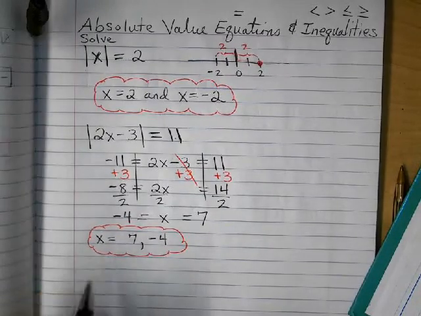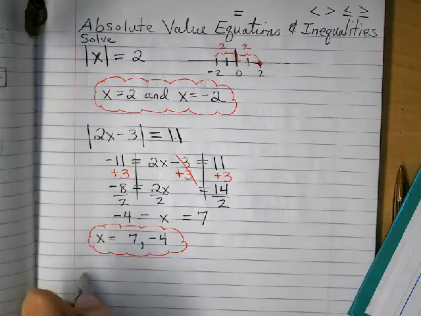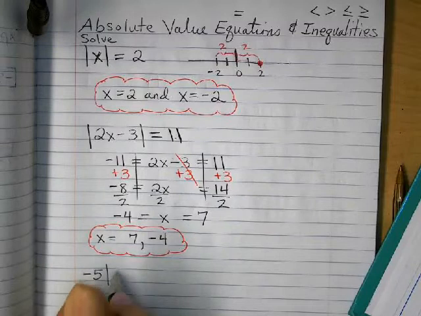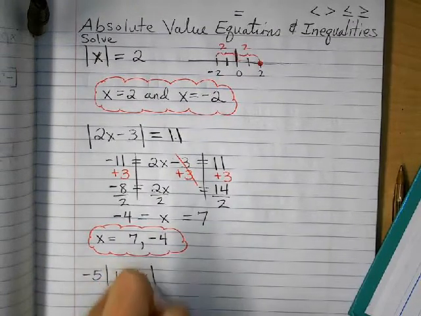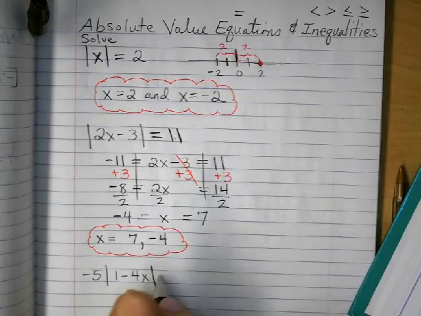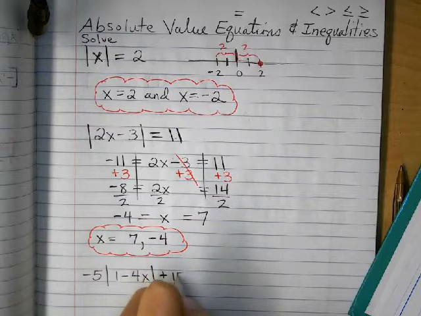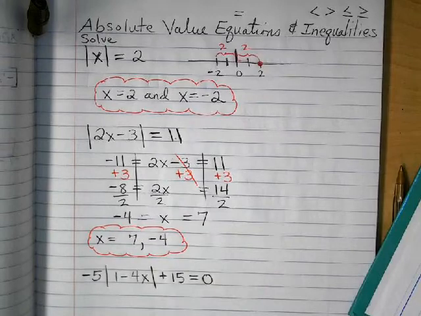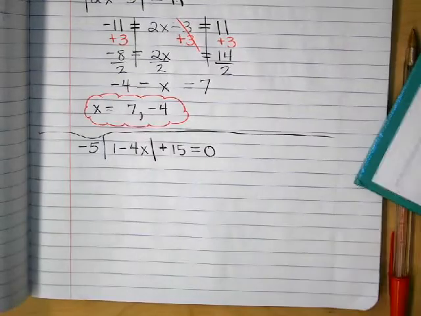Let's say you have, I'll put negative 5, absolute value 1 minus 4x, and then I'll put plus 15 equals 0. All right, let me move my camera down a little bit. Okay, so next problem right here.